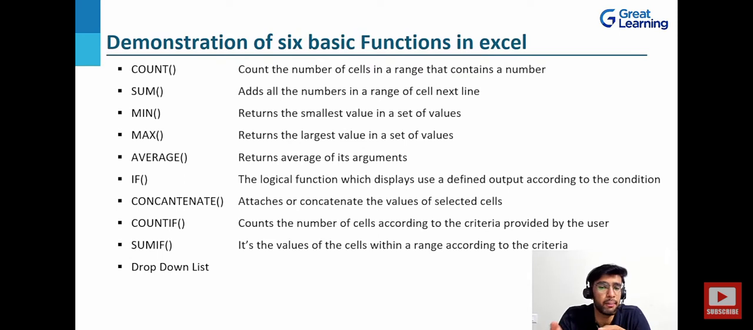The COUNTIF function counts the number of cells according to the criteria provided by the user. SUMIF takes the values of the cells within the range according to the criteria and sums the values. And the drop down list is also a conditional operator that is basically dropping down the things that we want to be in a data validation, right?